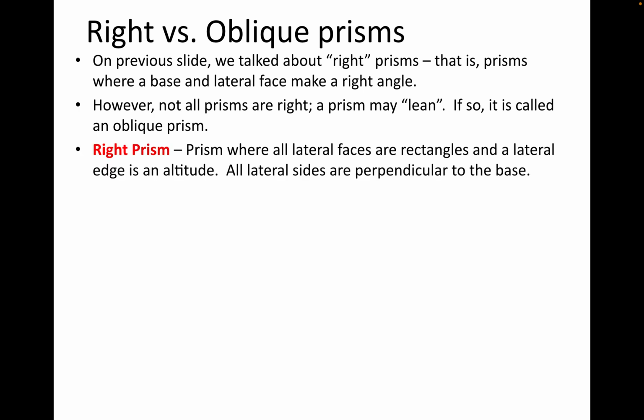So again, a right prism is a prism where all the lateral faces are rectangles, and a lateral edge is an altitude. All lateral sides are perpendicular to the base. That's what makes it a right prism, the fact that they're perpendicular to the base.